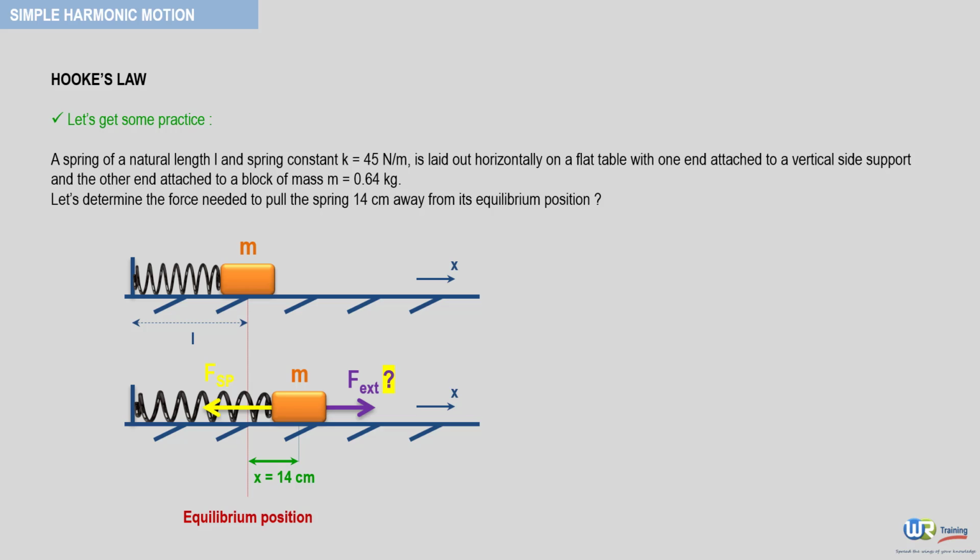Now, using Hooke's law, we can write that the external force needed to pull the spring is given by the following equation. So, we need to move the spring 14 cm away from its equilibrium position, so x here is equal to 14 cm. Now, substituting for k and x, we then have the following. So the force needed to pull the spring 14 cm away from its equilibrium position is equal to 6.3 newtons.